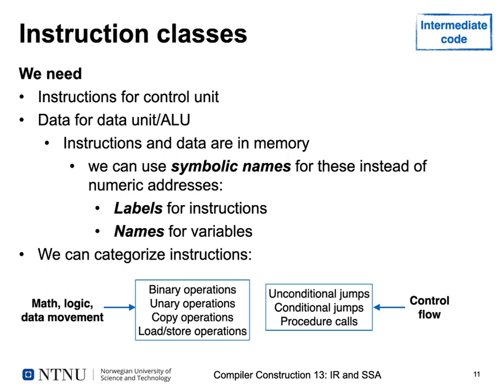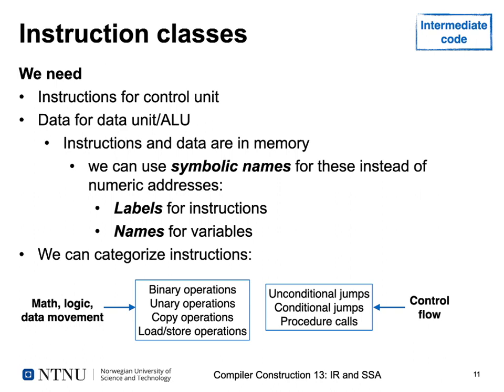So from this splitting of the instruction execution into different phases, we actually need according instructions in our intermediate representation. So we need instructions for the control unit, we need data for our data unit in ALU, and we know instructions and data are both located in memory. And since we don't want to deal with hexadecimal addresses of memory locations, we can make our life a bit easier when specifying an intermediate representation by using symbolic names for addresses of instructions and addresses of data in memory instead of these numeric addresses.